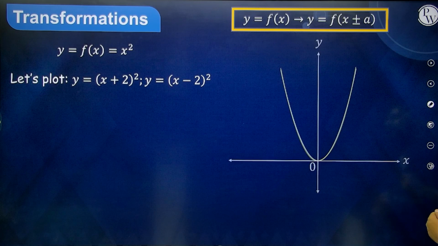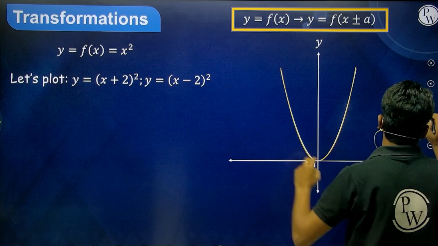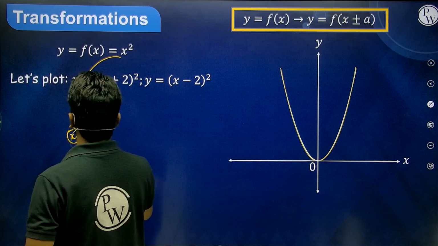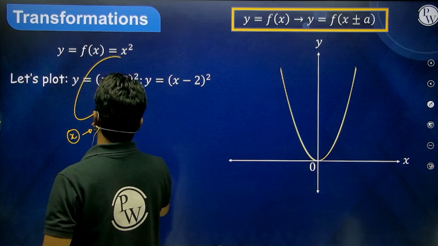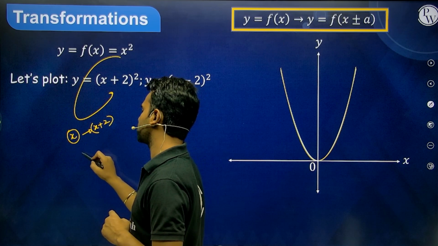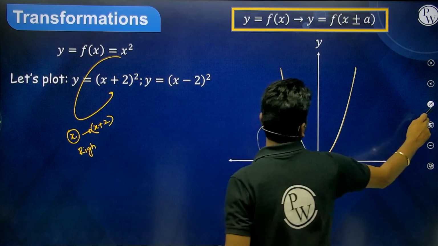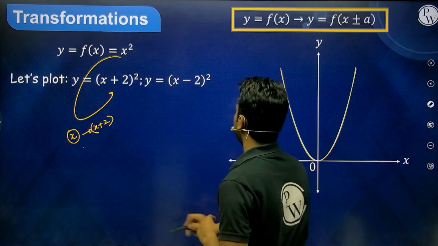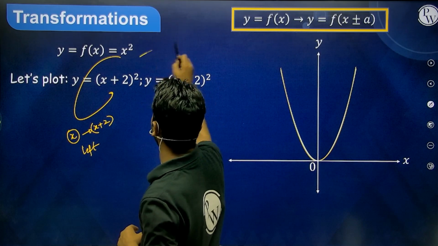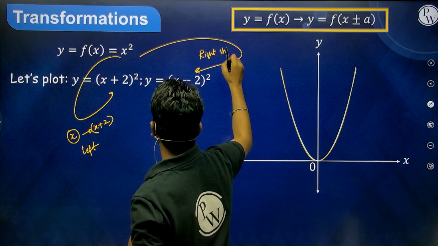Yes, everyone? Let's say I have been given y equal to x square graph and I want to draw these two graphs. So here you can visualize that if x is replaced by x plus 2, the expression will come. That means change in x has happened, not y. If you are replacing x with x plus 2, that means you have to move right. Sorry, left. Why left? Because I think you can feel it quite comfortably. And here if you see, the right shift will take place. Yes or no? Feel it.